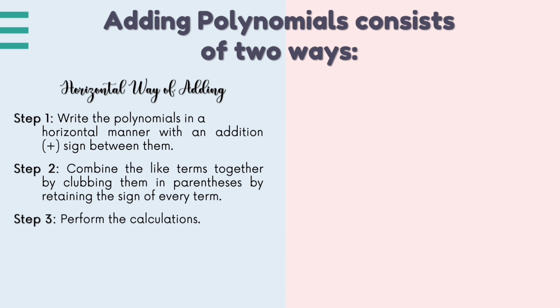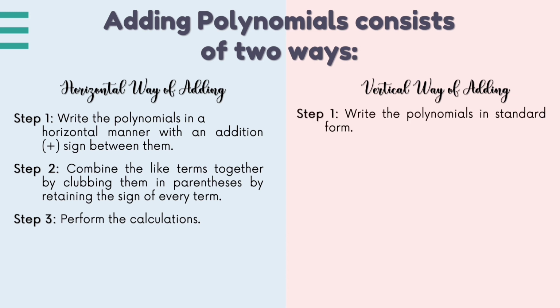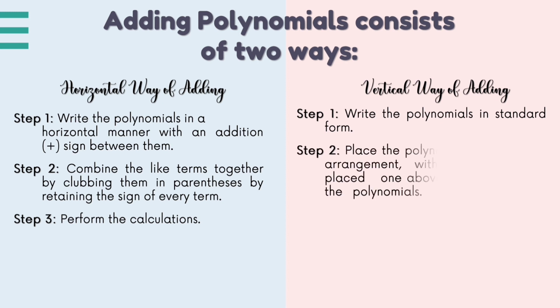The second way of adding polynomials is what we call the vertical way of adding. In this, we also have steps to follow. The first step is write the polynomials in standard form, which means we have to write it in descending order. The second step is place the polynomials in a vertical arrangement with the like terms placed one above the other in both the polynomials.